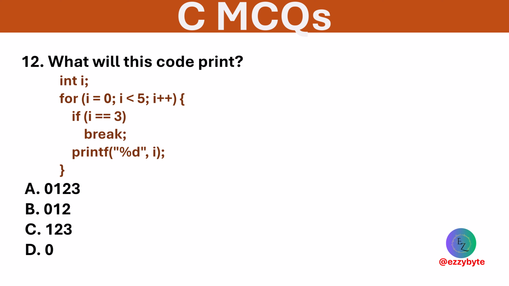What is the output of the following? Options are 0, 1, 2, 3; 0, 1, 2; 1, 2, 3; and 0. Option B is correct. The loop breaks when i is 3, so it prints 0, 1, 2.